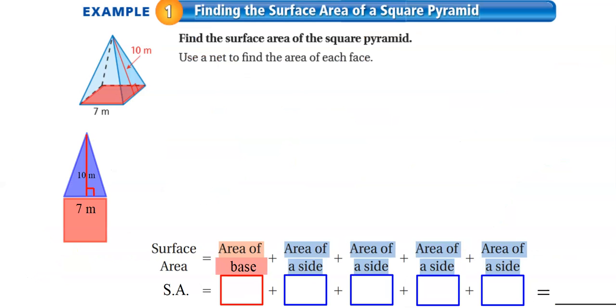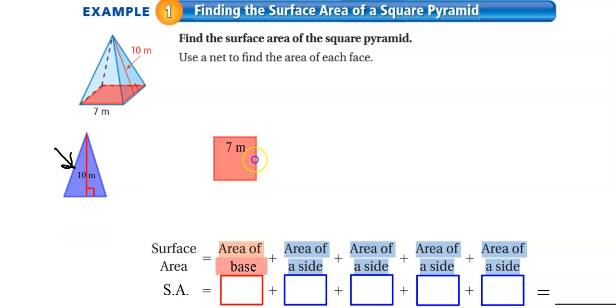Okay, so let's look at an example where you're going to be finding the surface area of a square pyramid. So here's the picture, and this is what I was telling you, that it looks like this 10 is a slant height. But remember, once you lay the triangle flat, it's not a slant height. This side of the triangle would be the slant height, and we don't even have that measurement given to us.